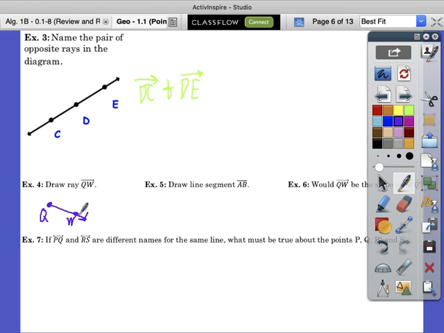Draw line segment AB. I want everyone to try this as well. If you need help with how to draw a line segment, look at the table we just made on this page to help you out with that.